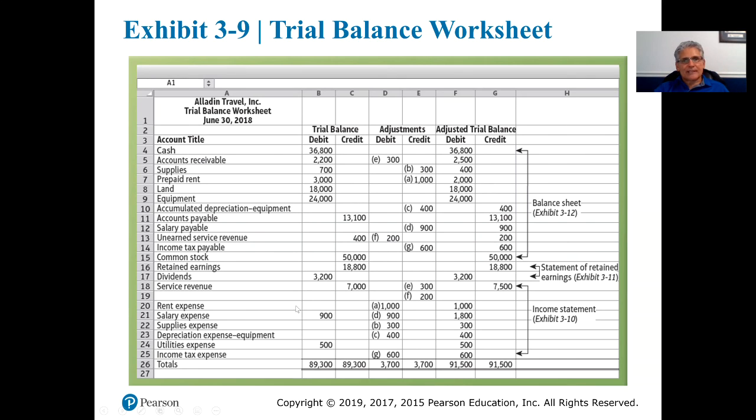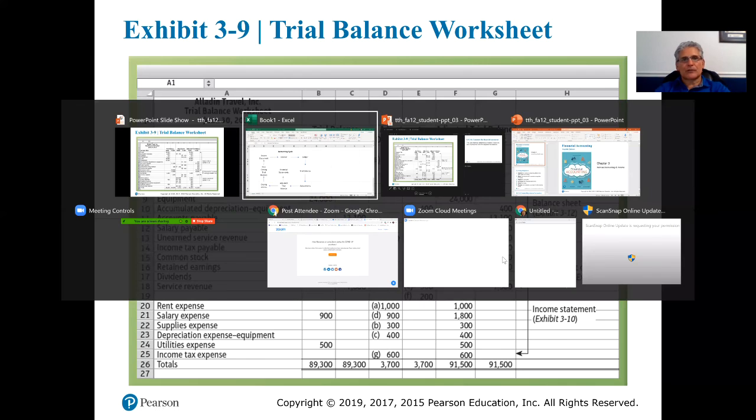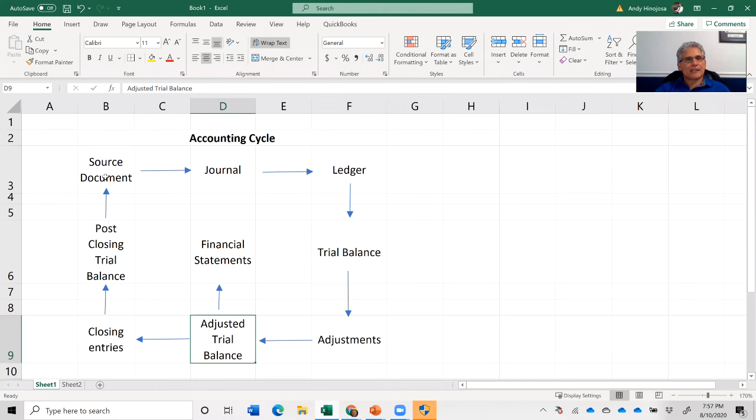And it also shows you where these accounts are going to be going. The way they are listed, the accounts from cash all the way down to common stock will be included in the balance sheet. Retained earnings is going to go to the statement of retained earnings, along with dividends that have been recorded. Revenues and expenses are going to be listed on the income statement. These balances on the adjusted trial balance will carry over to the financial statements.